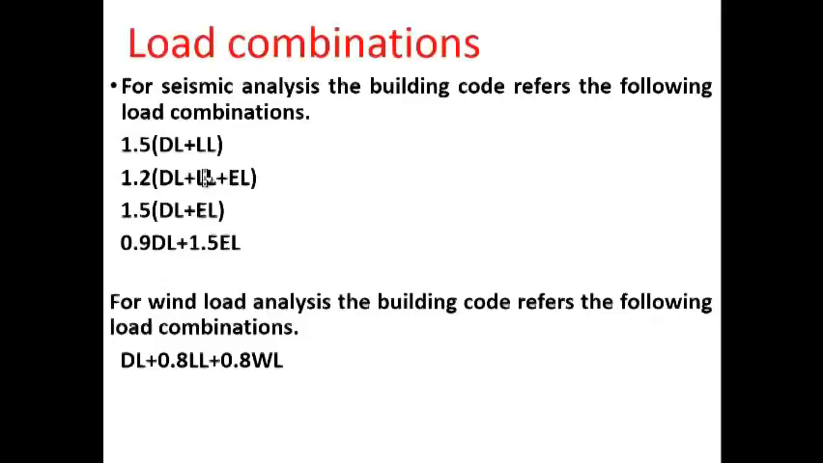coefficient. Load combinations. For seismic analysis, the building code refers to the following load combinations: 1.5 into dead load plus live load, 1.5 into dead load plus earthquake load. For wind load analysis, the building code refers to the following load combinations: dead load plus 0.8 live load plus 0.8 wind load.